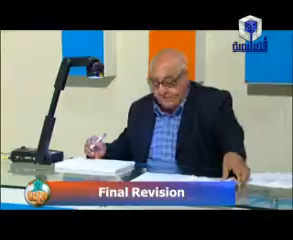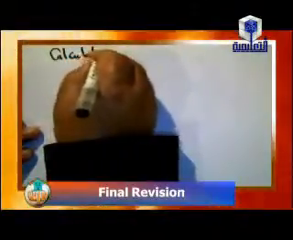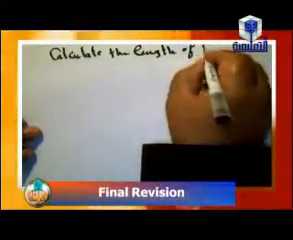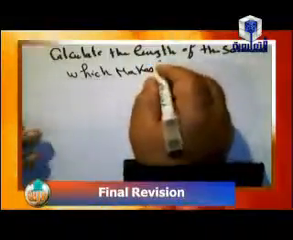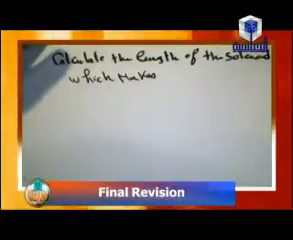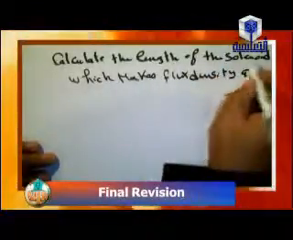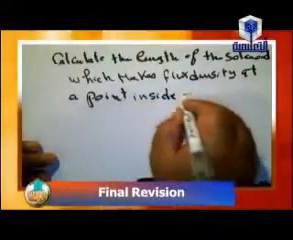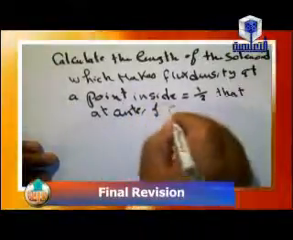And we will solve a problem. The problem is: calculate the length of the solenoid which makes the magnetic flux density at a point inside it equal half that at the center of a circular coil.